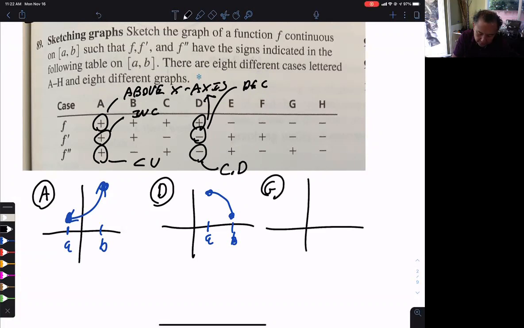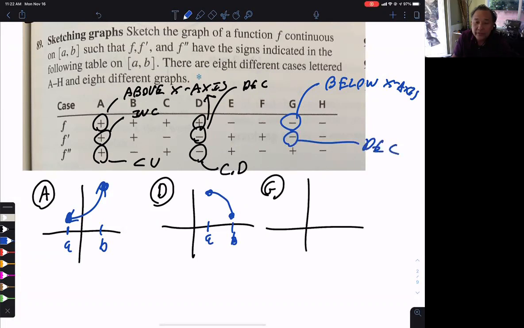So what does this first thing tell us? That's below the x-axis because the y is negative. So we have to be below the x-axis. The derivative is negative, must be decreasing. The second derivative is positive, must be concave up. So let's think about that.